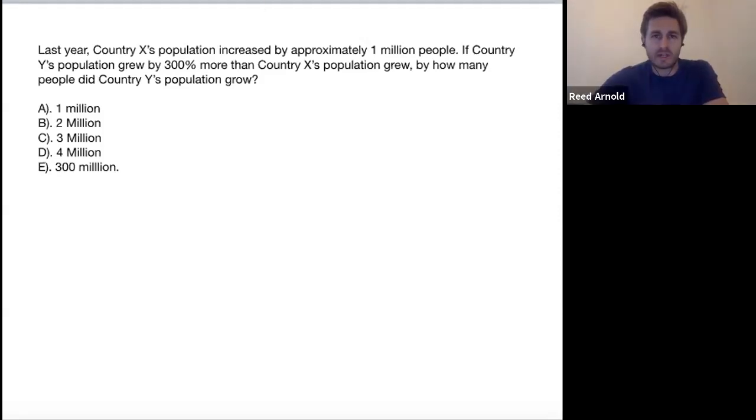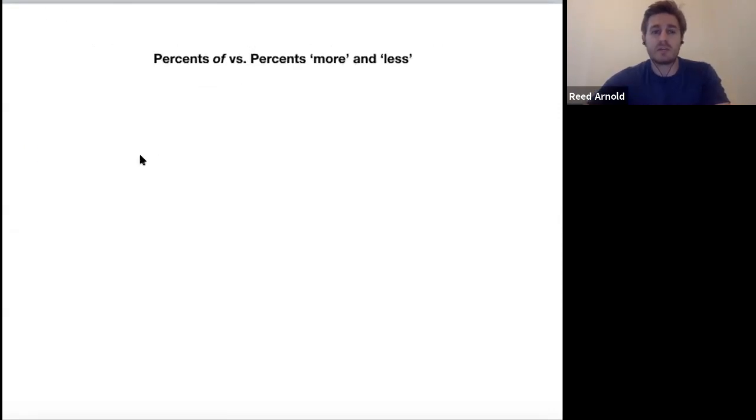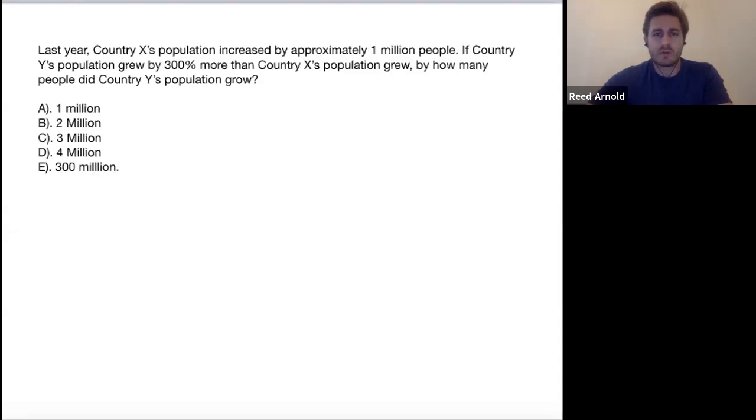Okay, I'm going to call it there. I'm getting a lot of right answers in the chat here. A lot of people saying D. D is correct. The trap here is the difference between percent of and percent more or less. I'm told that some country grew by 1 million people, and another country grew by 300% more than that. 300% more than 1 million is 4 million.